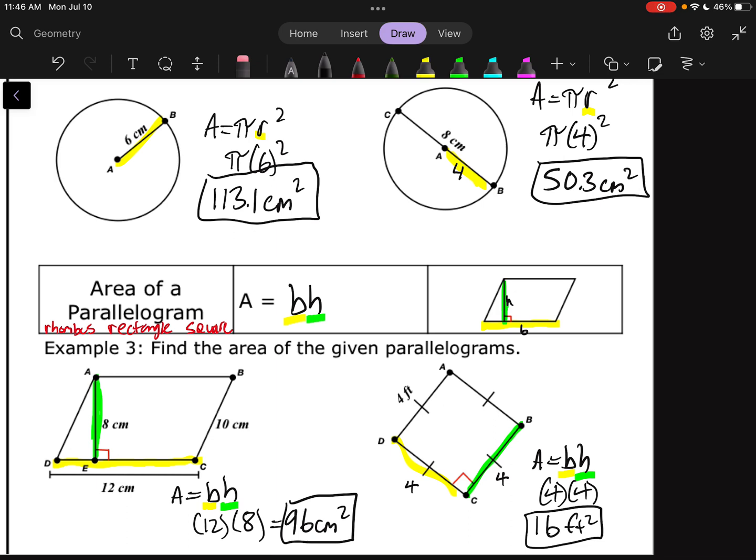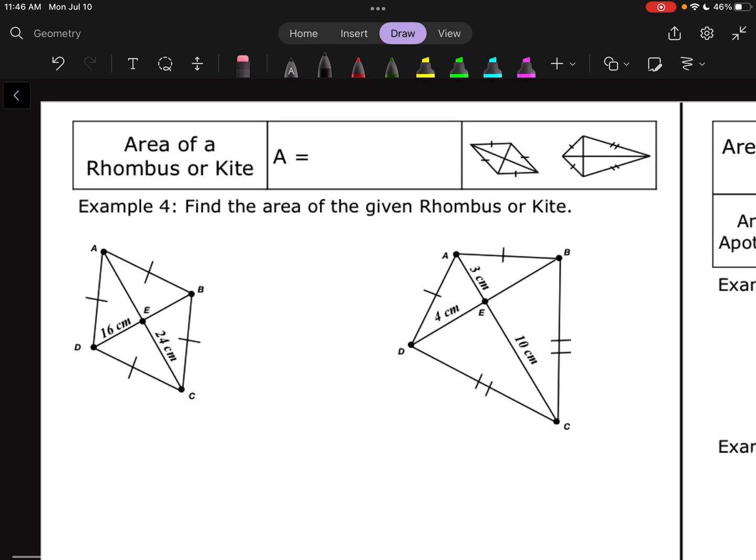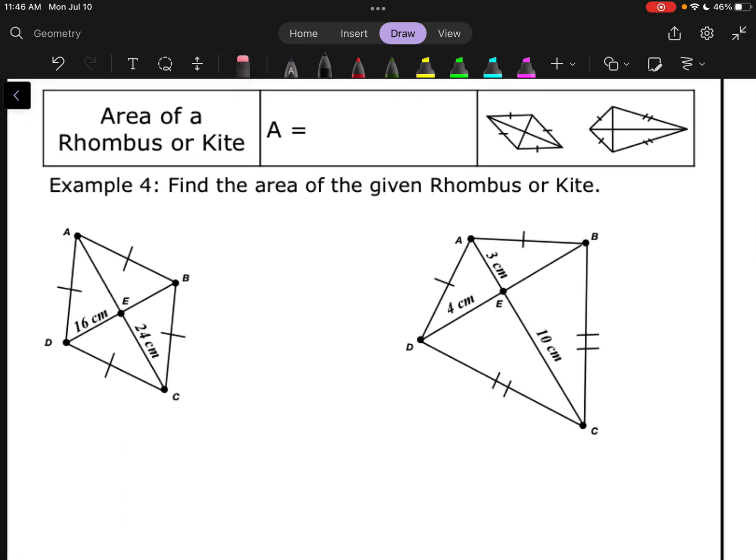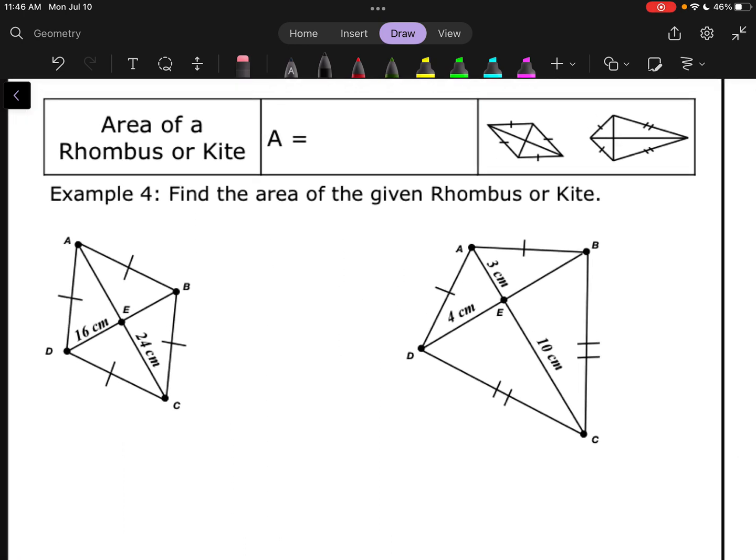All right, hopefully no difficulties so far. Let's keep it moving. Let's get into some of the newer formulas here. Now, there's a special formula that can be used for a rhombus or a kite. And that one is going to be 1/2 D1 D2. So when we talk about D1 and D2, we're talking about the 2 lengths of the diagonals. And this can be used for either rhombus or kite.